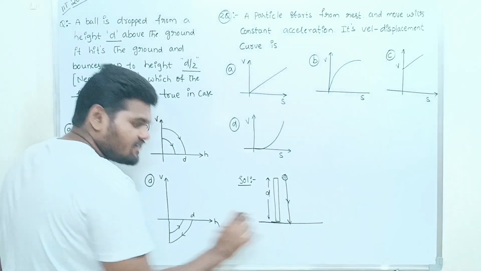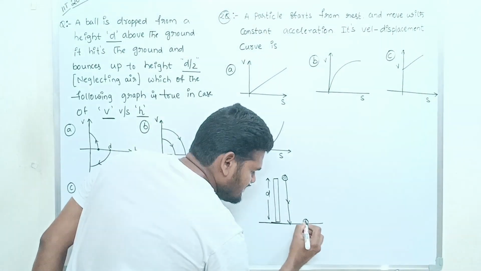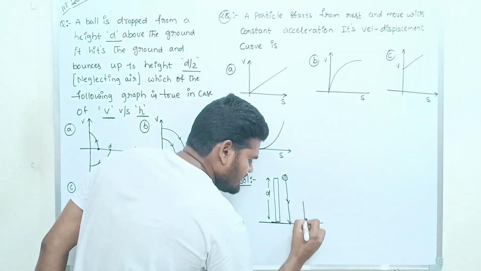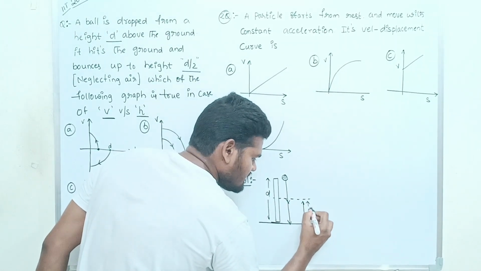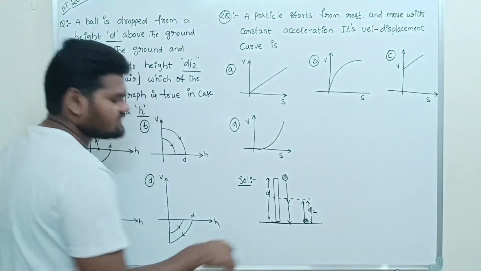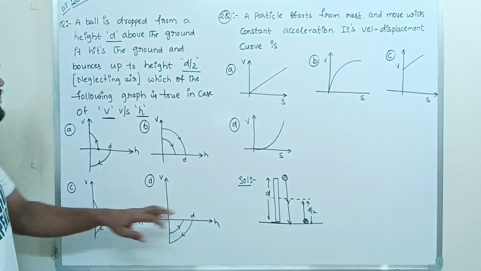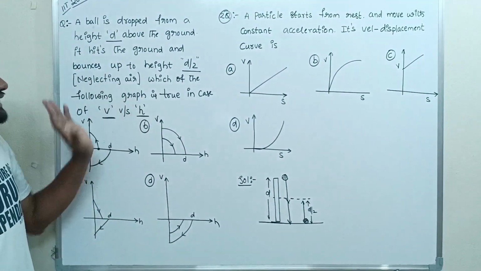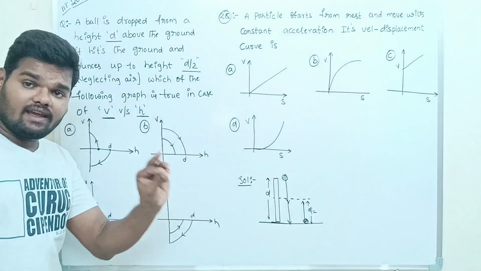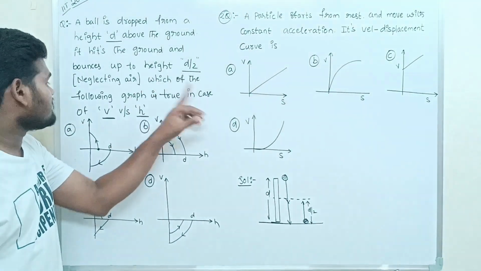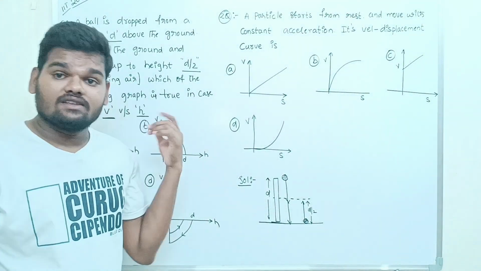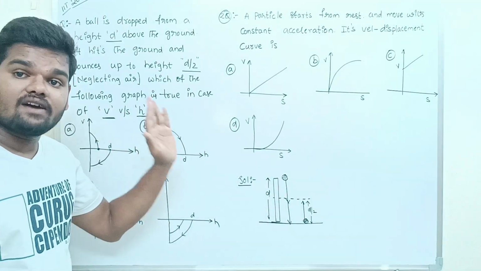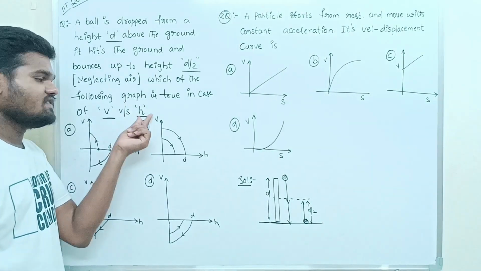the ground. After hitting the ground, the ball bounces to the height d by 2. So this is what is given in the question. Neglecting the air, they have neglected the air resistance force. Which of the following graphs is true in case of velocity versus height? So we have to find out which graph is true in case of velocity versus height.